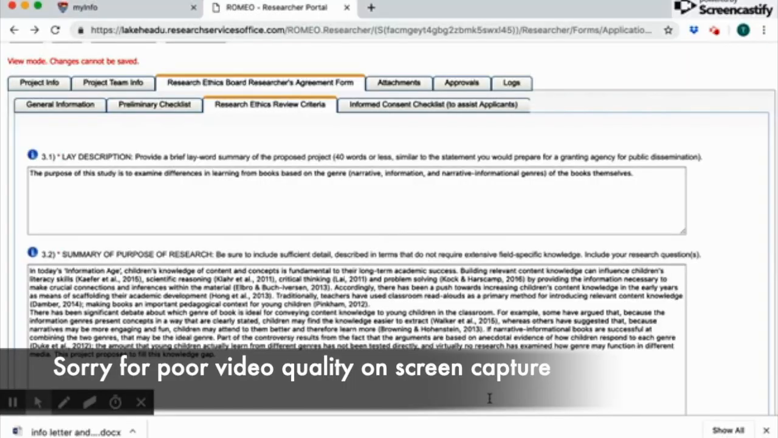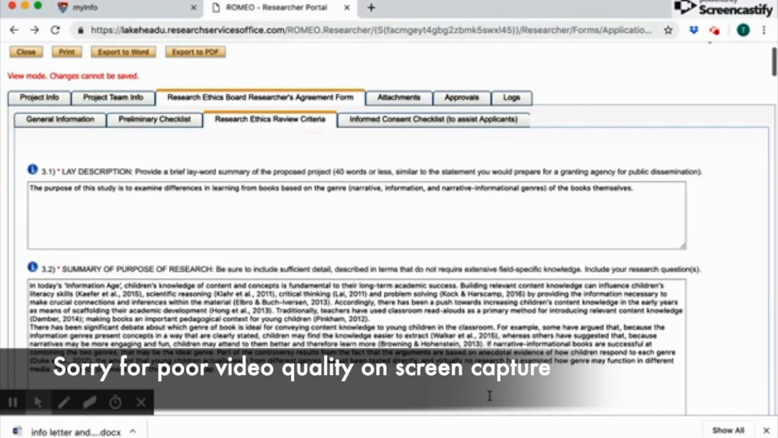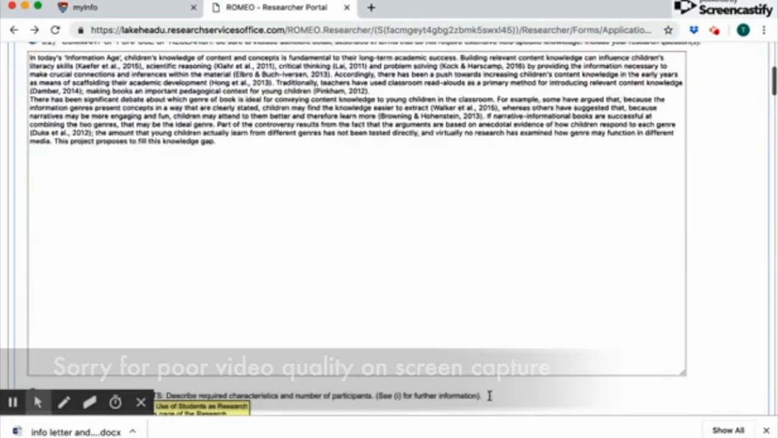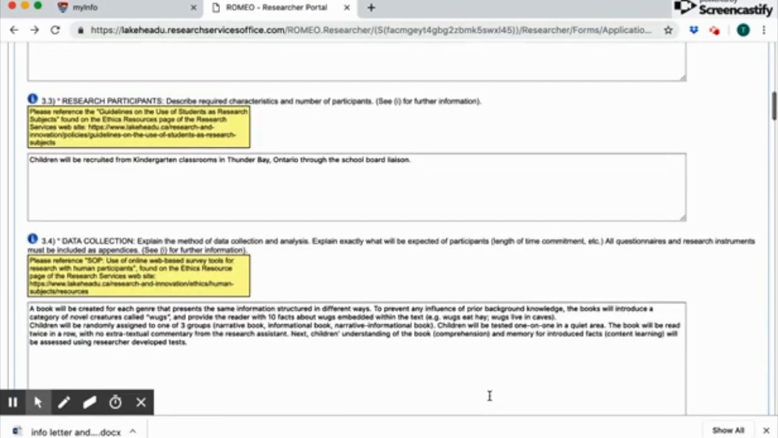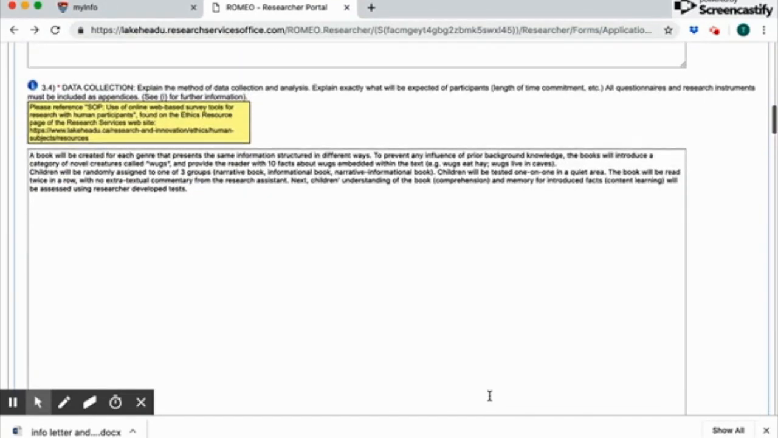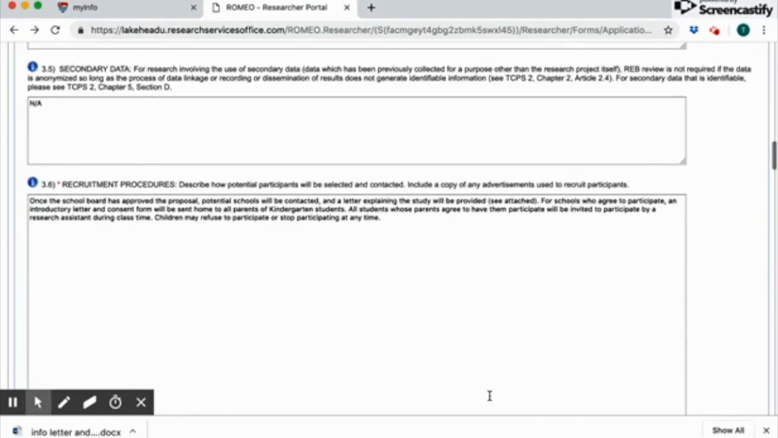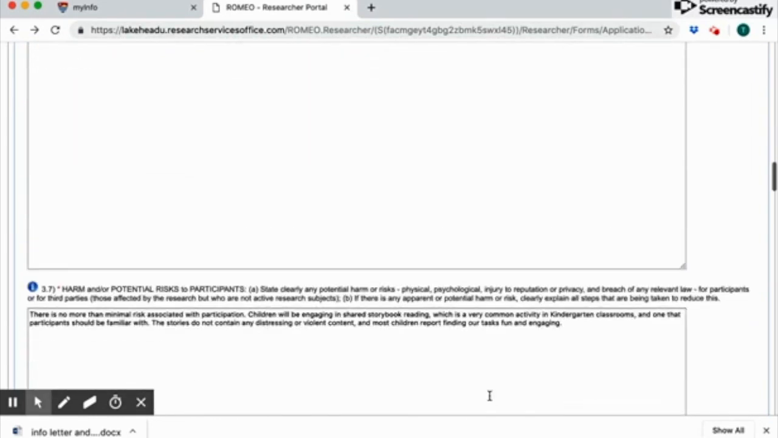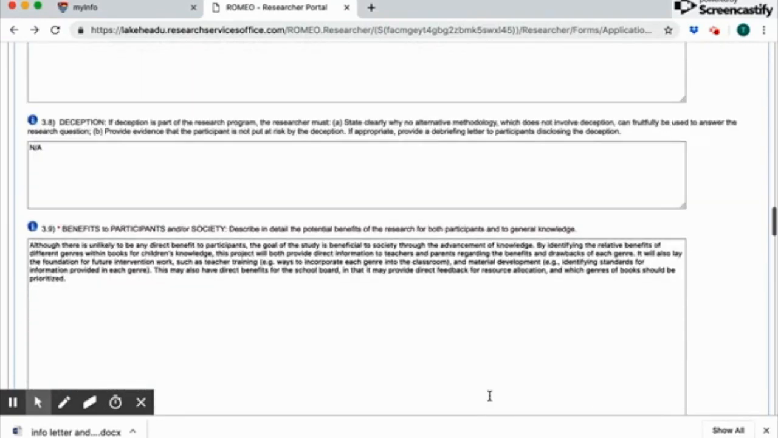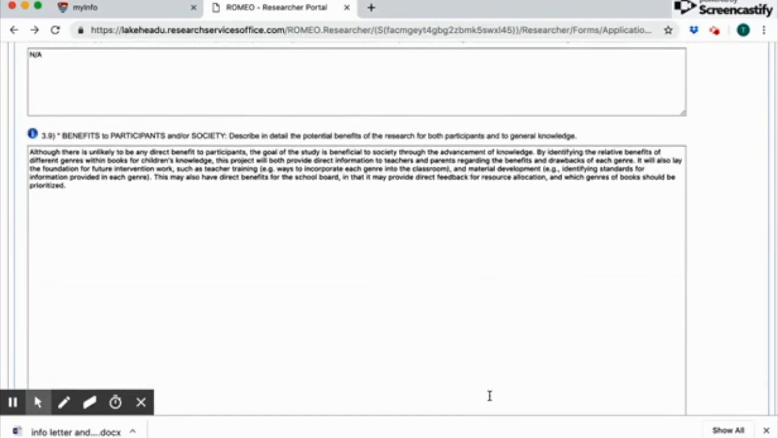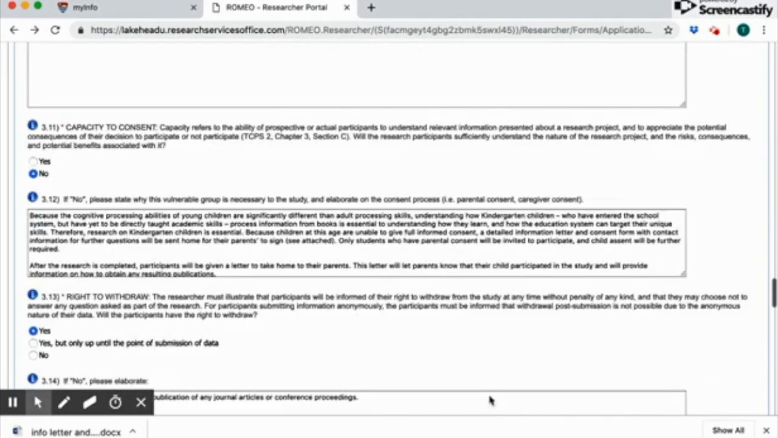Here's the online form you fill out and submit. This one, of course, has already been submitted, so there's no submit option here. But you can see that you have to explain the entire study, including how you're going to recruit participants, how you're going to collect the data, how you're going to get informed consent from them, how you'll store the data, who will have access to the data, things like that, how you'll present the data in the end, whether there's any deception, whether there's any harm, what are the benefits to society, things like that. So as you can see, there's a lot to fill out here.